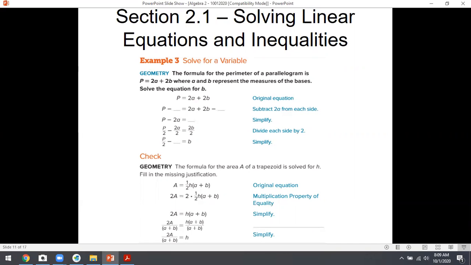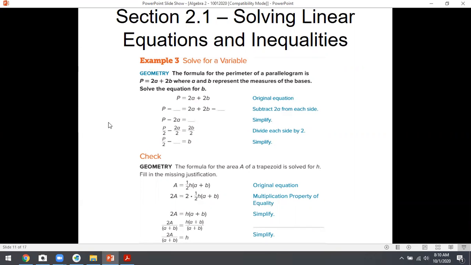Most of the time you can cut through the talk and just write down what they gave you. Here's an equation. We'll write it down. I don't need to read really what it's about. Where A and B represent the measures of the bases, not that it matters. Solve the equation for B. That's the key thing it says. Solve the equation for B.